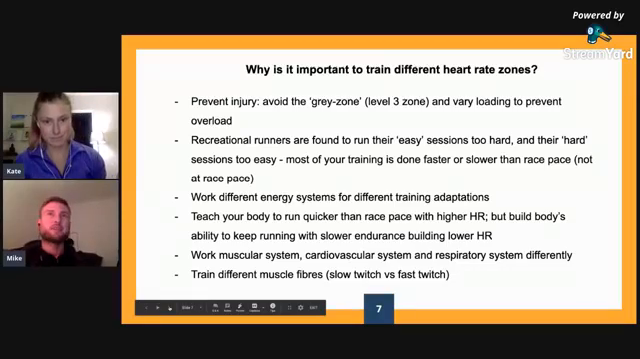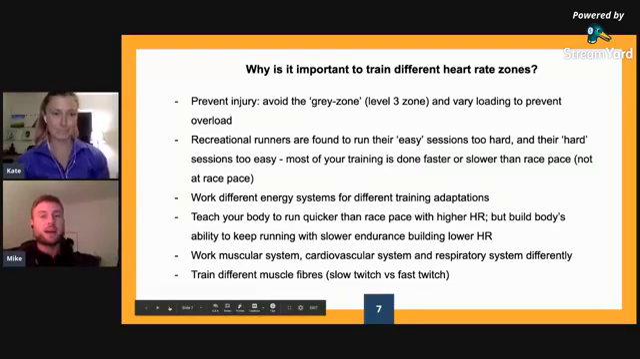So their recovery runs are too quick to actually be a true recovery run, or even their longer runs are too quick to be purely aerobic, and their faster runs aren't fast enough to actually get a good training effect from. And everyone just stays in this zone 3 because it is that race pace, comfortable pace. However, gray zone will set you up for injury, and it will also cause your training to plateau. And so it's important to train the heart rate zones to prevent that, and also just to prevent overloading. So you're working your structures differently.